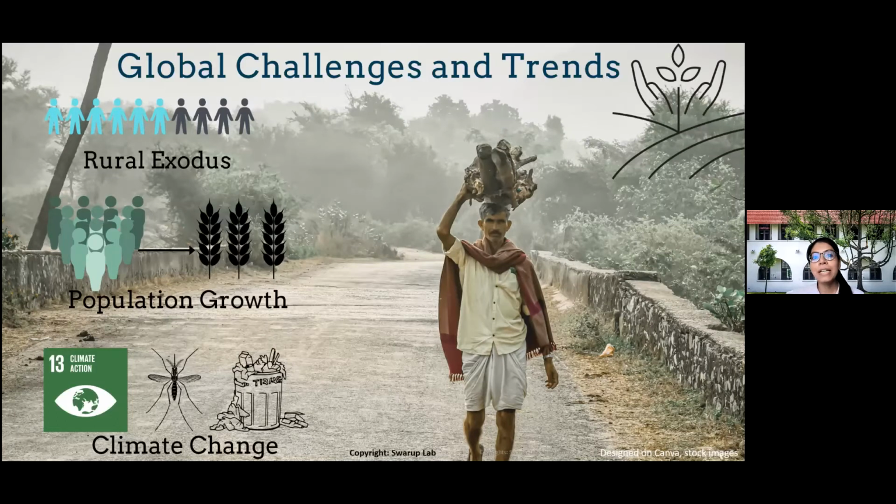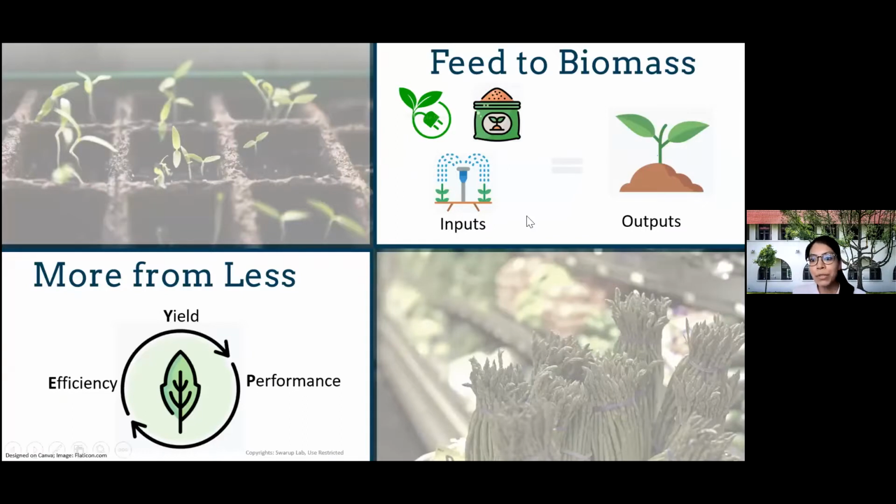What should be taken into consideration so that we produce enough food for everyone while preserving our environment and minimizing the resource utilization? So that brings me to the next point. For having such a framework, we are almost looking at two things. Firstly, feed to biomass ratio, where you're looking at how much input you are going to give in and how much output you get out of it.